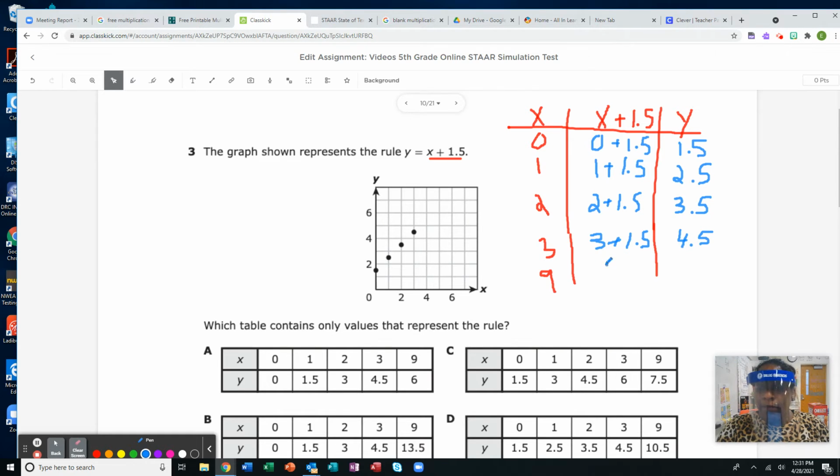Last but not least, we have 9. And we're going to add 1.5 to it. And 9 is a whole number, plus 1 is 10. And then we add our 0.5.